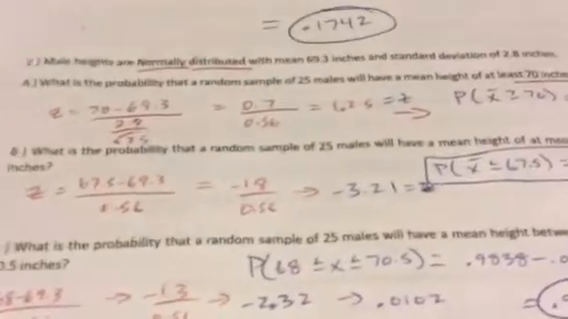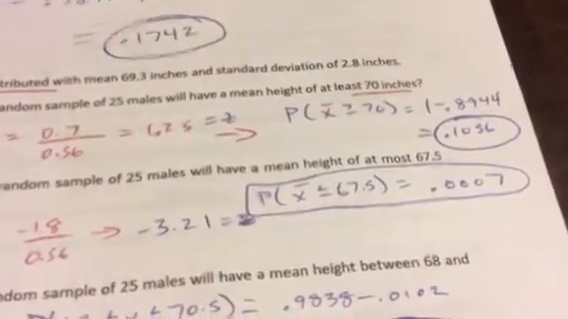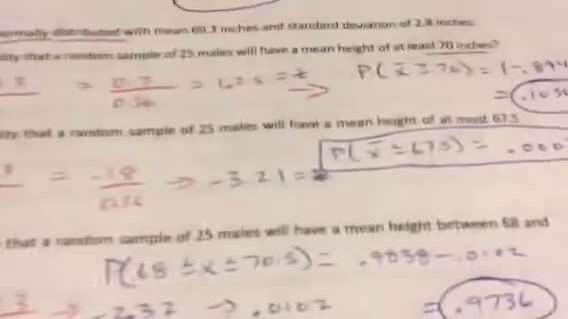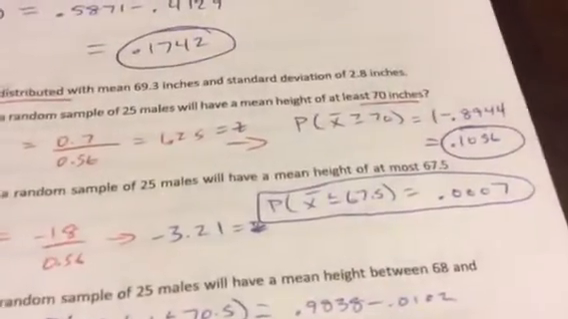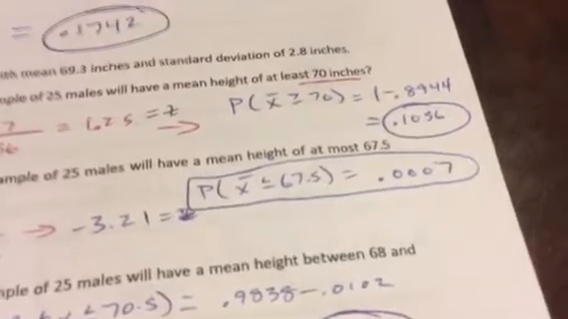What is the probability that a random sample of 25 males will have a mean height of at most 67.5? All right, so let's look at that. I get a z-score of negative 3.21. So at most means less than or equal to, so I do keep that small probability of 0.0007.